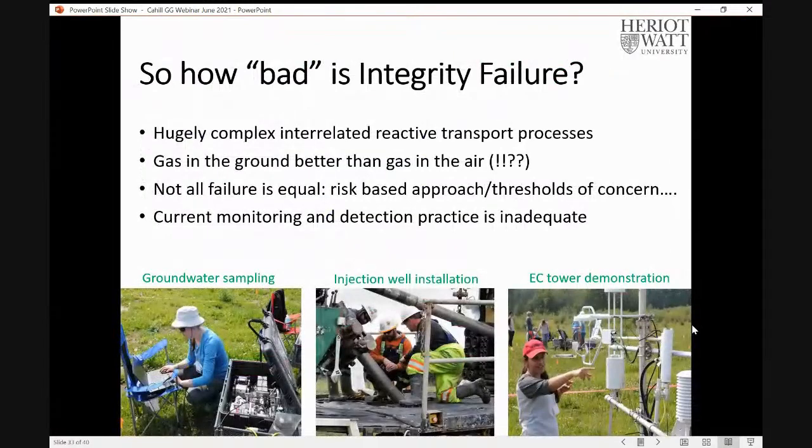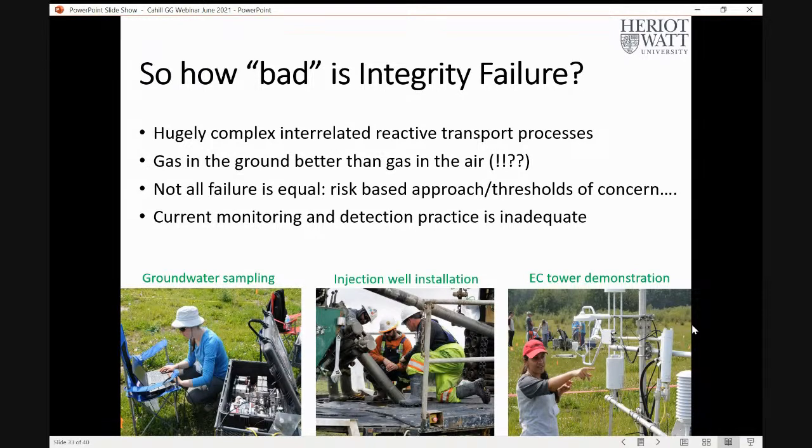So very interesting. So how bad is integrity failure? Well, of course, what we saw here and hopefully demonstrated is very complex, interrelated reactive transport processes. So we're still working on what the impacts were. It seems, though, that most of the gas was kept in the ground. And so in some ways you could argue maybe gas in the ground is better than the gas going in the air. But the jury might be out on that for now, but there's certainly a lot to be thought about there. Not all failures are equal.